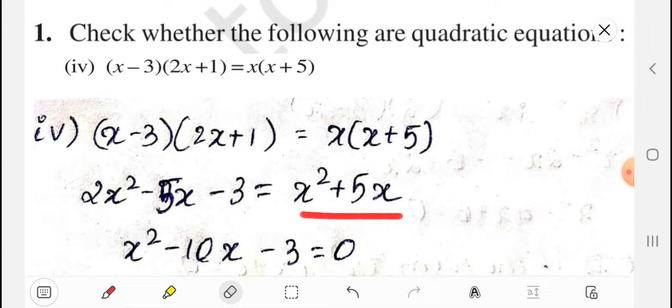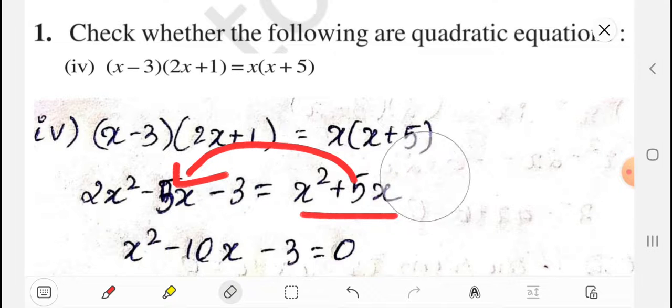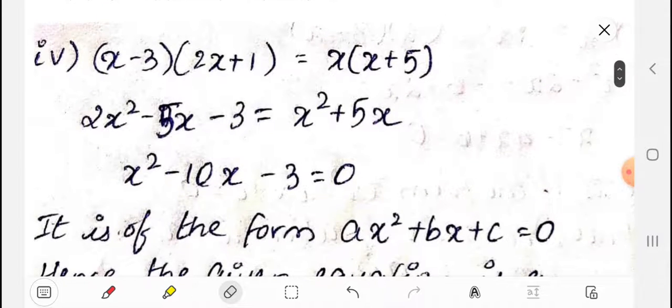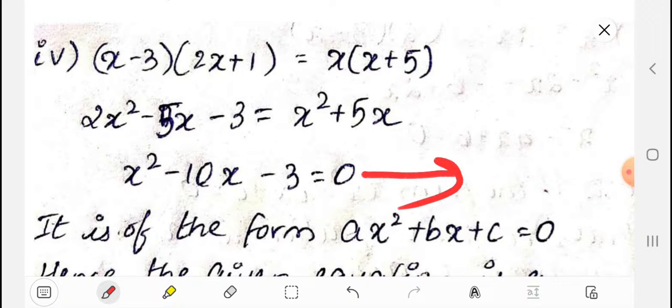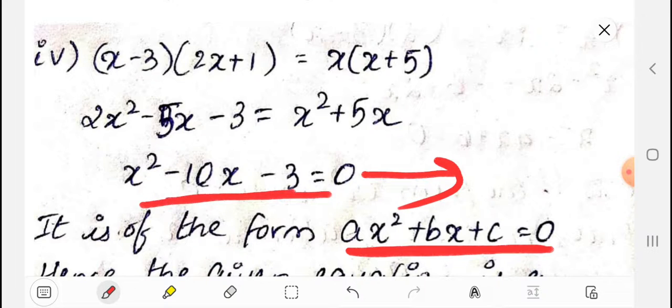Next, get the RHS onto the LHS. Upon simplifying that, we get this as the expression, which is of the standard form ax square plus bx plus c equal to 0. Okay?